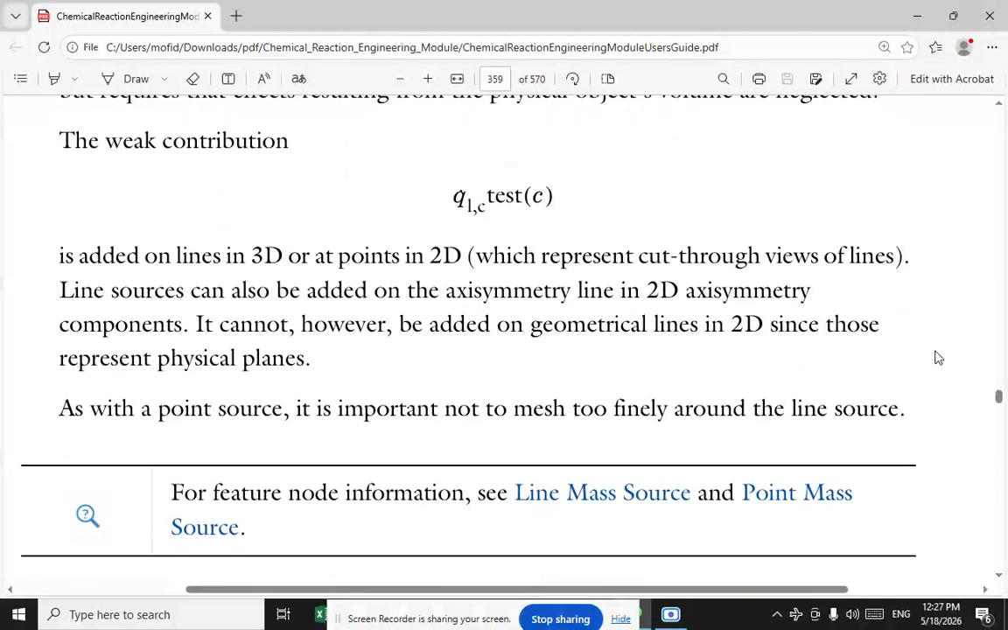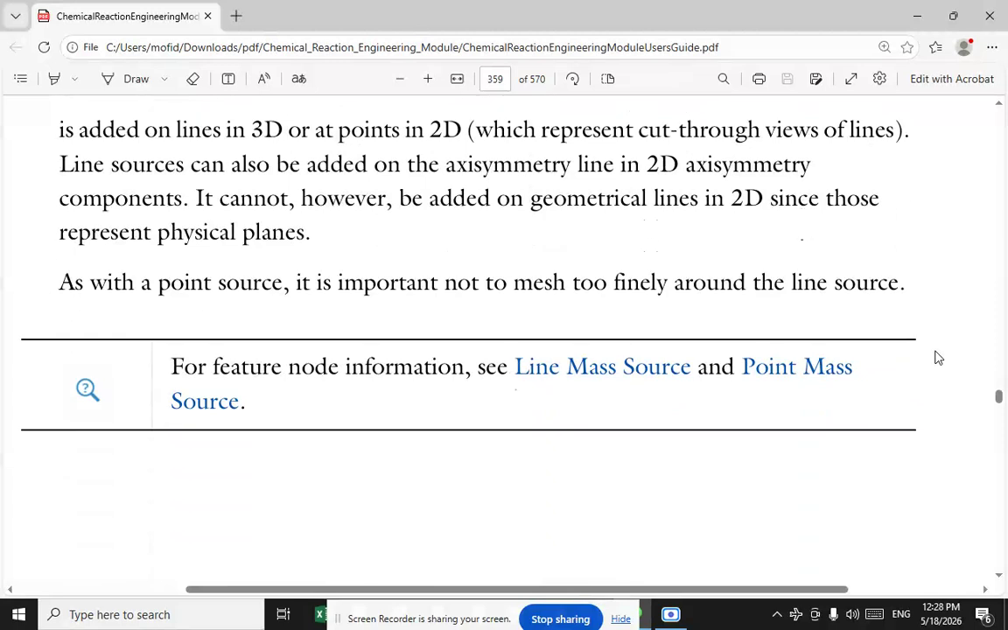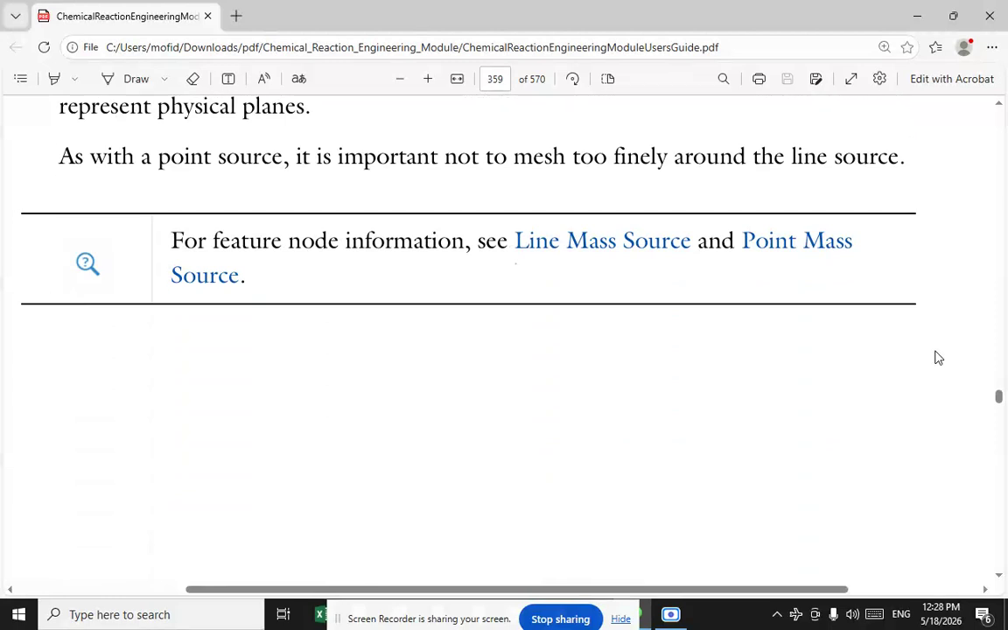The weak contribution for Q_LSC test C is added on lines in three dimensions or at points in two dimensions, which represent cut-through views of lines. Line sources can also be added on the axisymmetry line in two-dimensional axisymmetric components. It cannot, however, be added on geometrical lines in two dimensions since those represent physical planes. As with a point source, it is important not to mesh too finely around the line source. For feature node information, see Line Mass Source and Point Mass Source.